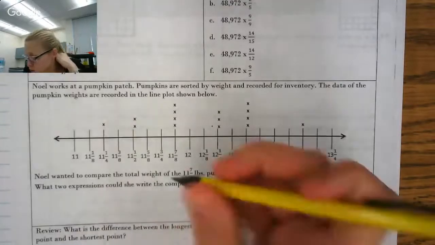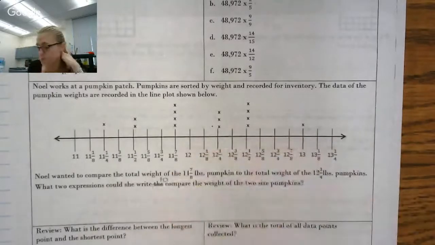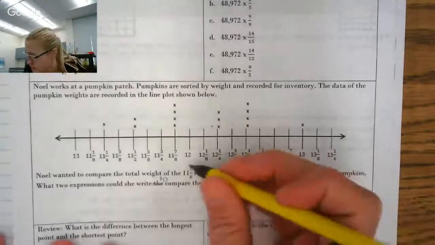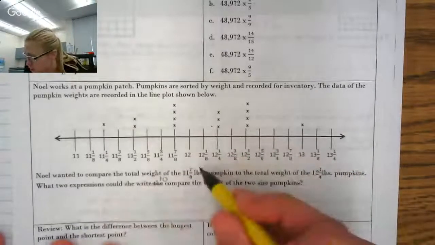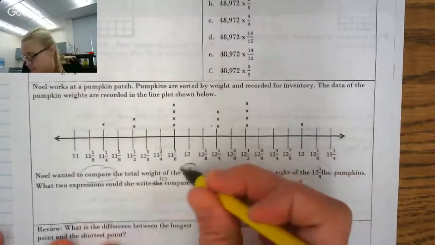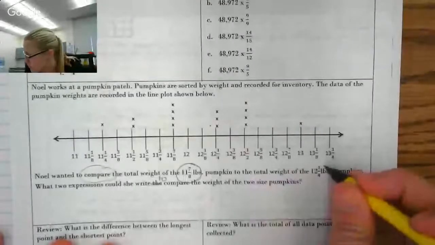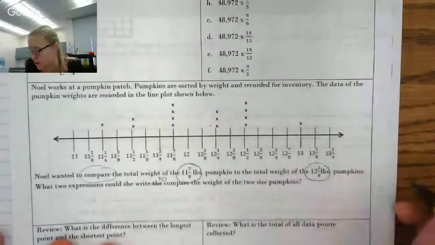This should say to compare. See, I gotta edit my work. To compare the weight of the two size pumpkins. Okay, so I want to unwrap my word problem. I know that she wants to compare, which means greater than, less than, equal to, the weight of the 11 7/8 pounds and the total weight of the 12 1/4 pound pumpkins.